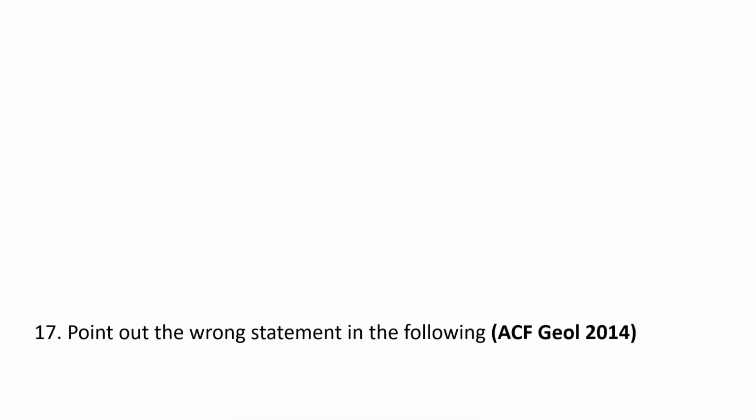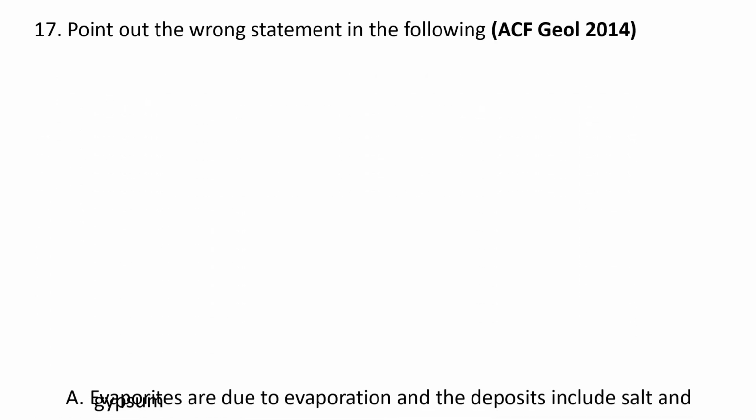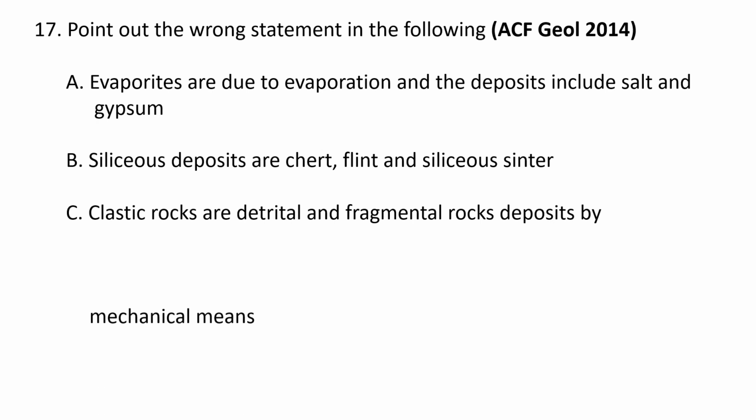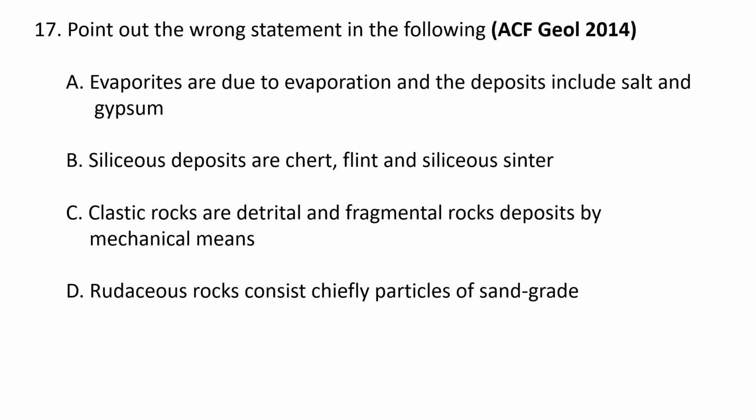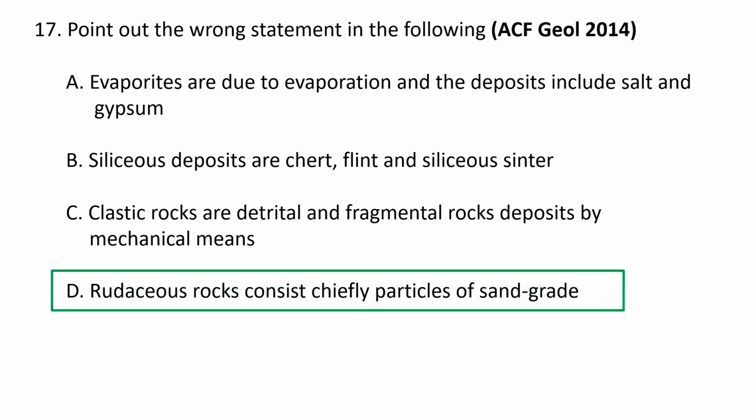Next question. Point out the wrong statement in the following. A. Evaporites are due to evaporation and the deposits include salt and gypsum. B. Siliceous deposits are chert, flint, and siliceous sinter. C. Clastic rocks are detrital and fragmental rocks deposited by mechanical means. And D. Rudaceous rocks consist chiefly of particles of sand grain. So, the wrong statement is D, because A, evaporites are due to evaporation and deposits include salt and gypsum. So, it is a correct statement.